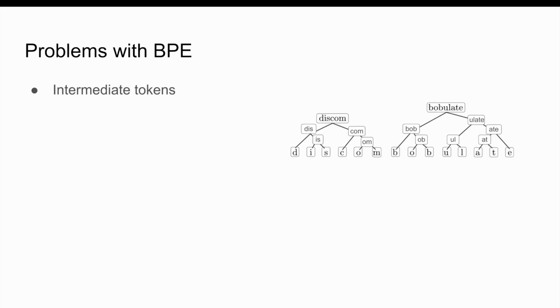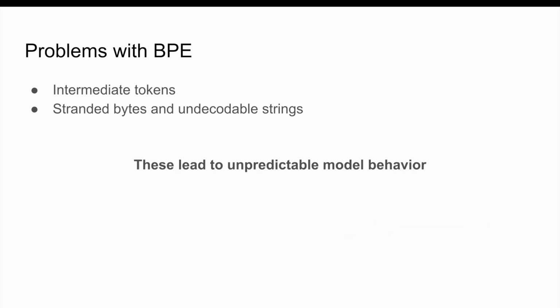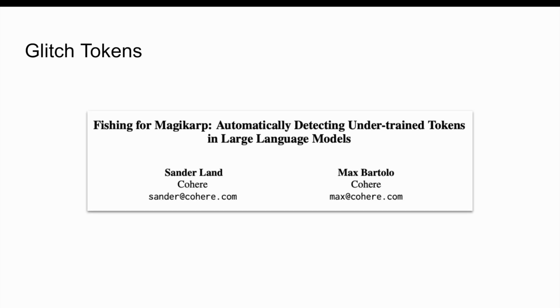So we've got these problems I've outlined with BPE: the intermediate token problem, and the stranded bytes and undecodable string problem. These can lead to some unpredictable model behavior, and these kinds of behaviors have been talked about in the context of glitch tokens. I'll talk about this paper, Fishing for Magic Carp, which is by Sander, who's here in the audience. This isn't the first paper to use the term glitch tokens, but it has some helpful examples that we'll be talking about here.